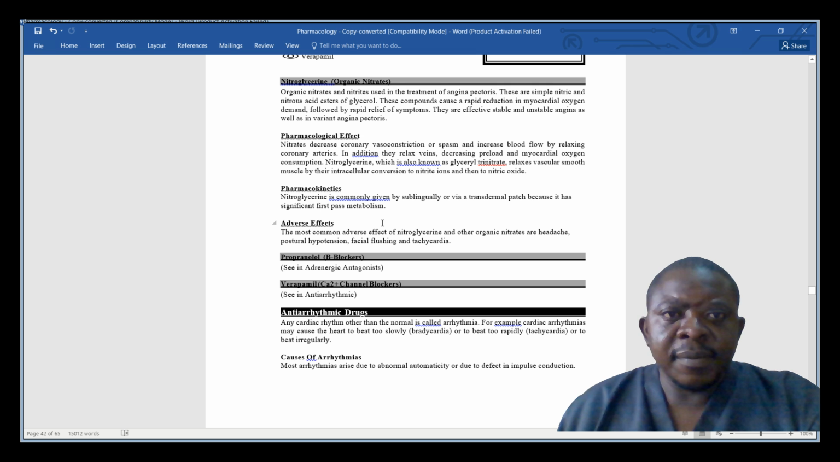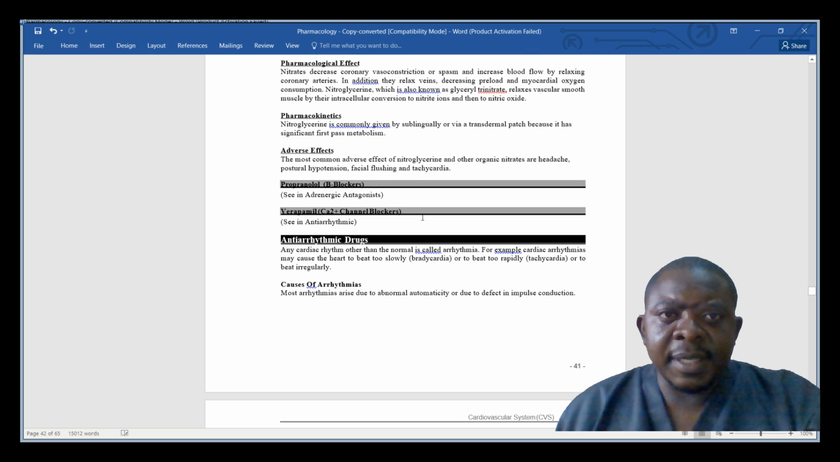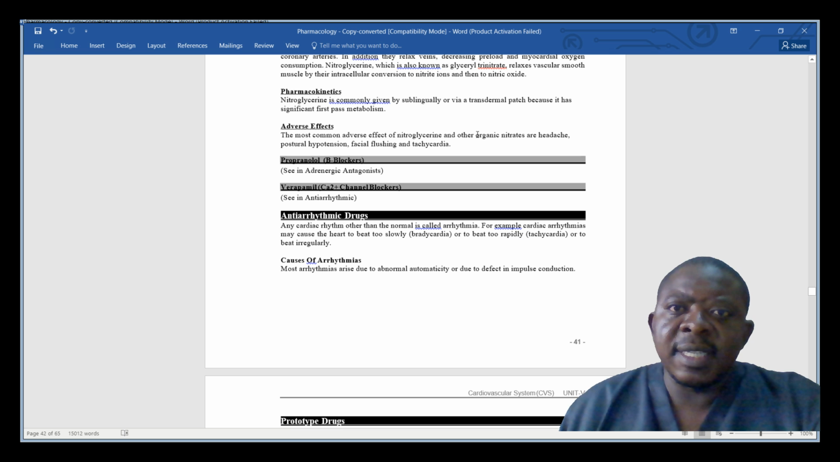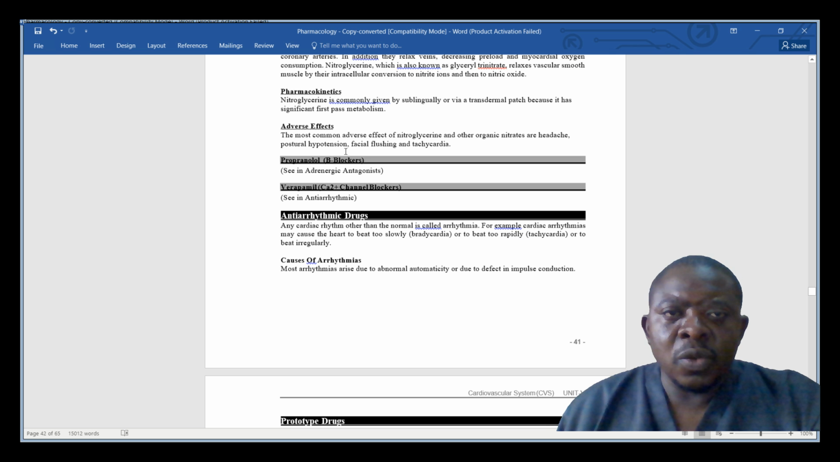Pharmacokinetics. Nitroglycerin is commonly given sublingually or via a transdermal patch because it has a significant fast metabolism. Adverse effects. The most common adverse effects of nitroglycerin and other organic nitrates are headache, postural hypotension, facial flushing, and tachycardia.